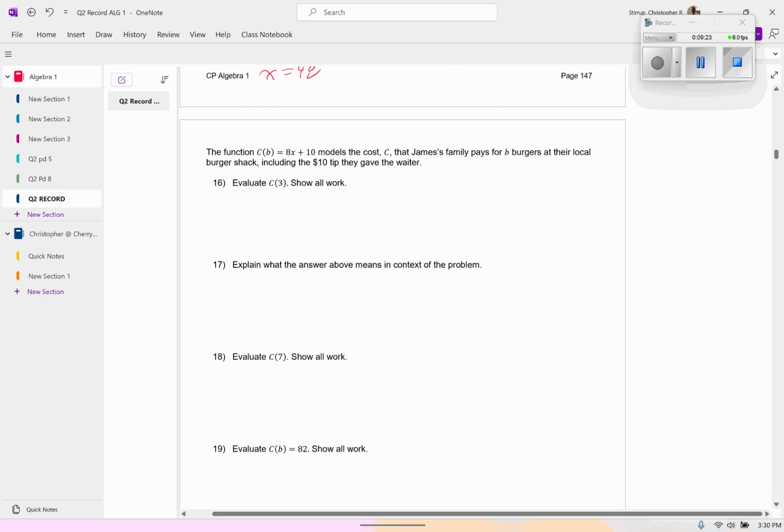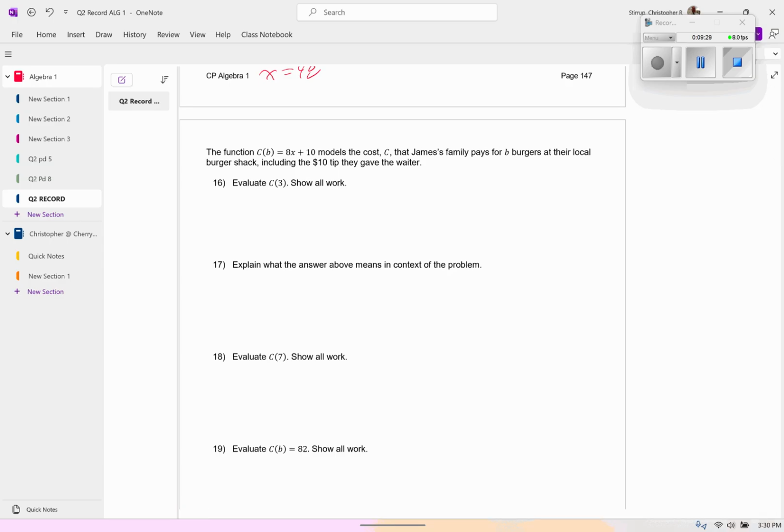All right, so now I have a little bit of a word problem that goes with it. It says a function c at x is equal to 8x plus 10 models the cost that James's family pays for burgers at their local burger shack, including the $10 tip they give the waiter. So if we want c at 3, I'm going to plug 3 in for my x. That's where x was, so it'll be a 3. Okay, so this is 24 plus 10. That gives me 34. So $34 is, when they did it, explain what the answer means. 3 burgers plus tip equals $34.